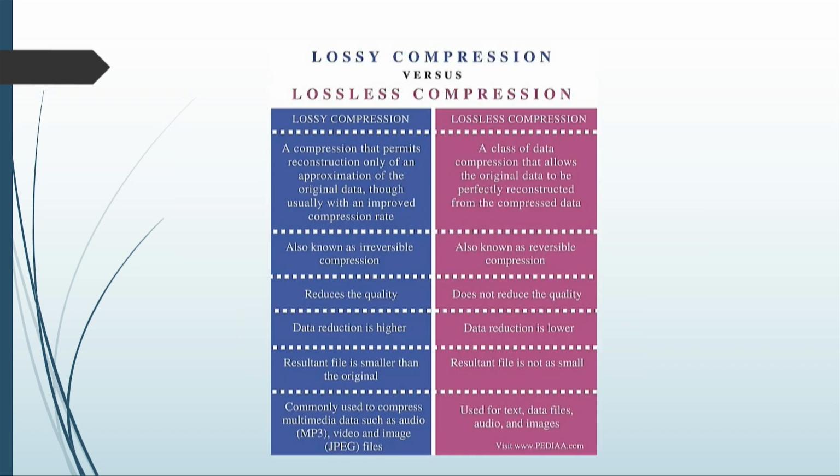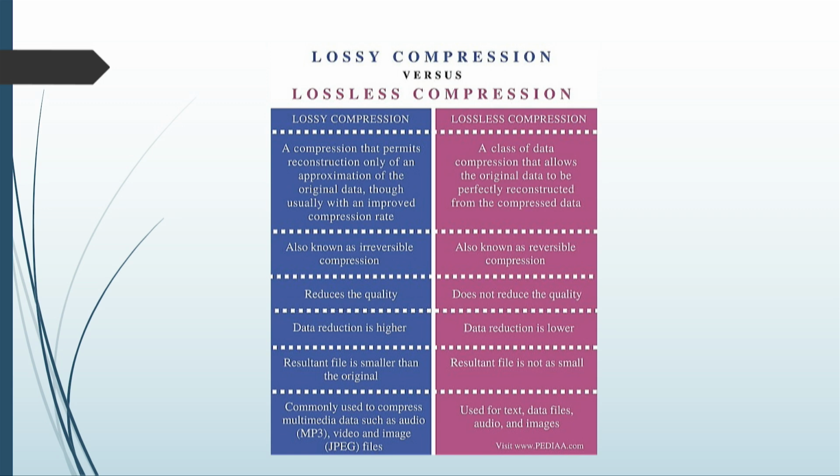Let's compare the two classes of data compression. Lossy compression permits reconstruction only of an approximation of the original data, though usually with improved compression rates. Lossless compression is a class of data compression that allows the original data to be perfectly reconstructed from the compressed data. Irreversible compression is another name for lossy compression, while lossless compression is also called reversible data compression. While lossy compression reduces the quality, lossless compression does not reduce the quality.